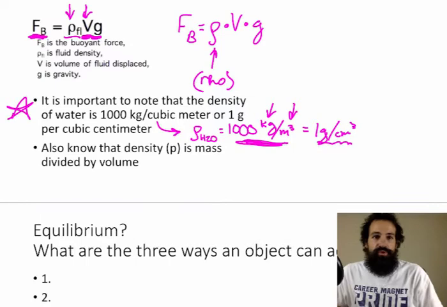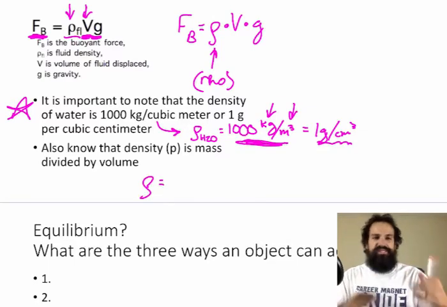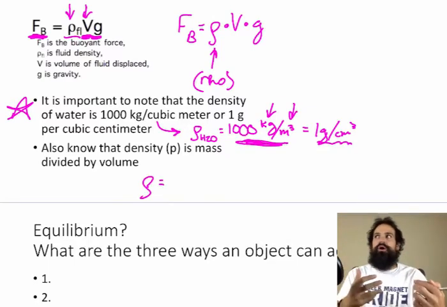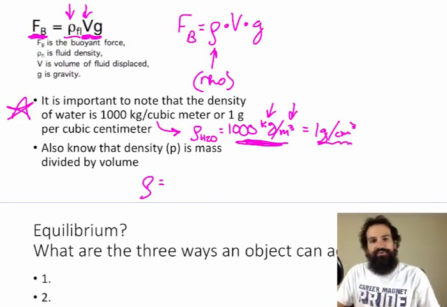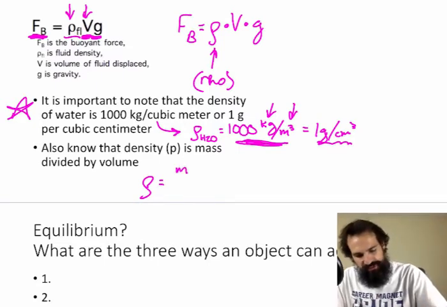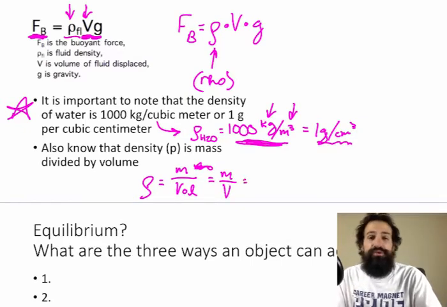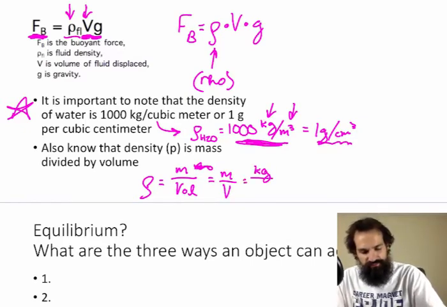All right, so also know that density, rho, is mass divided by volume, which makes sense because density is how packed together the molecules are. The more stuff you have packed into a space, the denser it is. So it's the total mass divided by the total volume. M over capital V. And if we look at the units, that makes sense. Kilograms per volume, cubic meter.